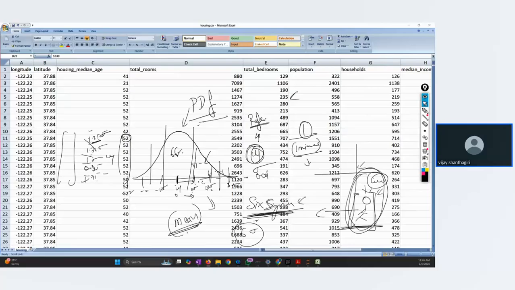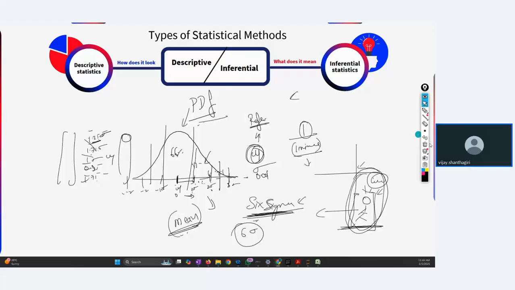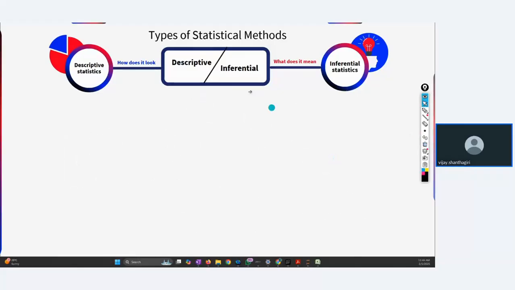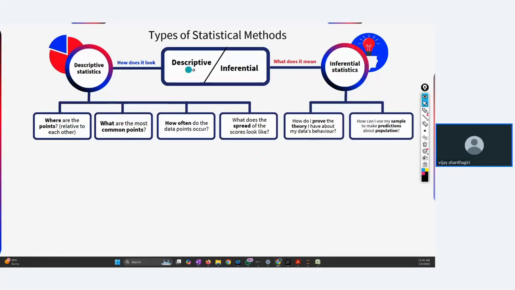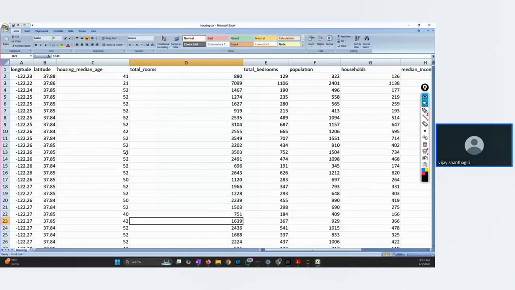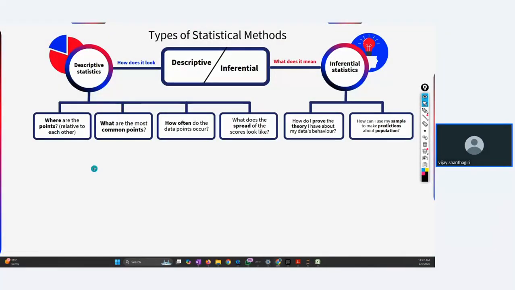So that's what this whole distribution is all about. So let's go and now come here. Now this will start making sense again. Descriptive, inferential. In descriptive, you ask these questions. Where are the points relative to each other? You want to ask this question about the data set. Think about this question. This is a very different approach to statistics, okay? Is this question important for you? Do you want to know this?